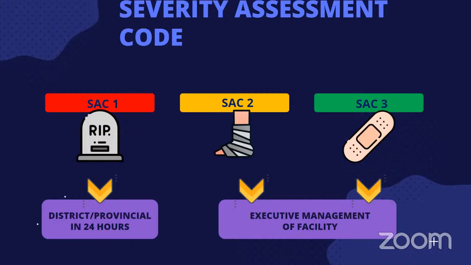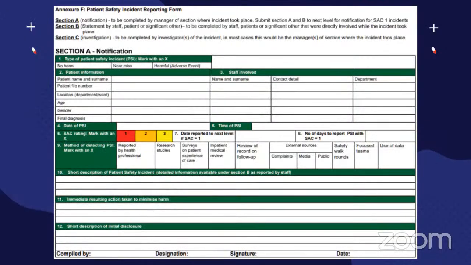Next slide, please. In order to report, we use this form, which is the Patient Safety Incident Reporting Form. It has 2 sides and it's usually not as nice and colorful. As you can see, there are 3 little blocks in the middle, and that is where you will choose your severity assessment code, heavily depending on what occurred.